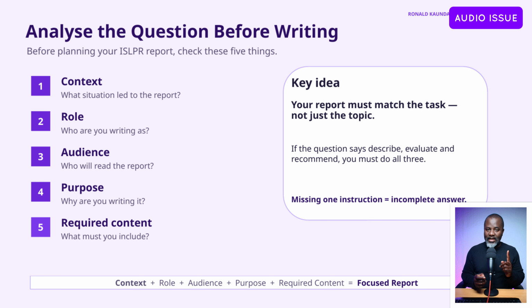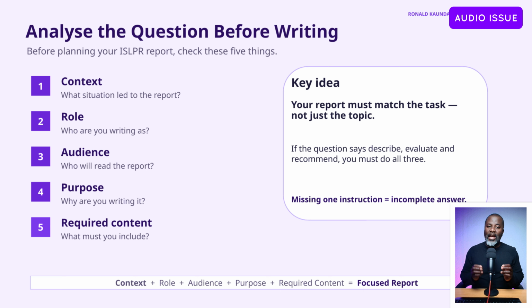Your role. That's element number 2. Identify your role. Are you a classroom teacher? Are you a program coordinator? Are you a year-level leader? Your role determines the kind of information and recommendations you can reasonably provide.